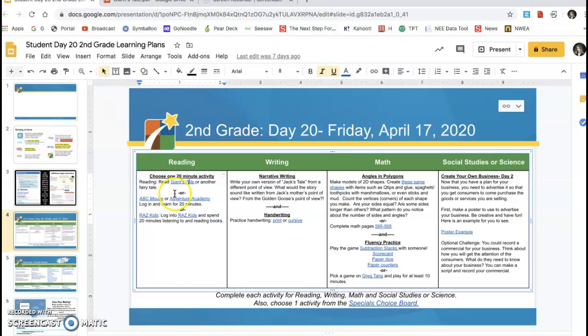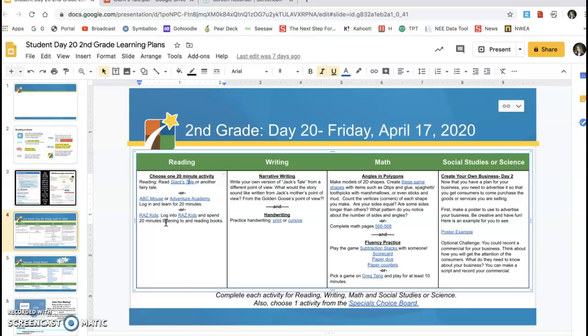And I want you to see if you notice some differences between how the story is told. Or you can read a different fairy tale and look at the characters' points of view there. Then once you're finished with that, you can get on ABC Mouse with your parents' help. You can get on Raz Kids, or you can read a book of your choice. Go ahead and move on to writing, but hit pause, get your reading done, and then come back.